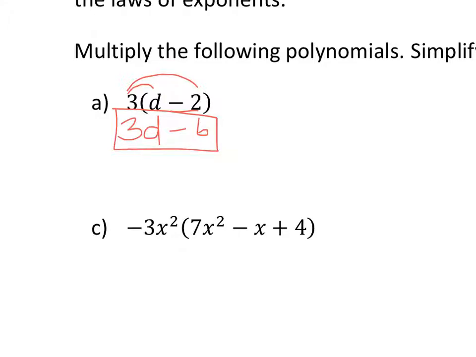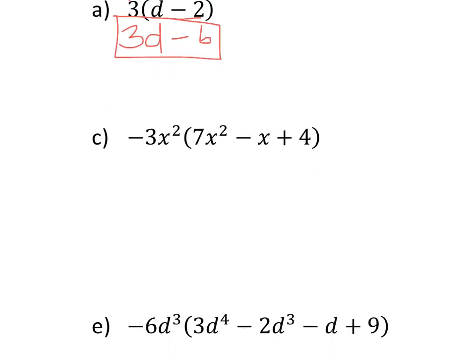Let's look at letter C. We have negative 3x squared times the quantity of 7x squared minus x plus 4. I'm going to distribute that negative 3x squared to each term. And remember to use your laws of exponents. Negative 3 times 7 is negative 21. X squared times x squared is x to the 4th.